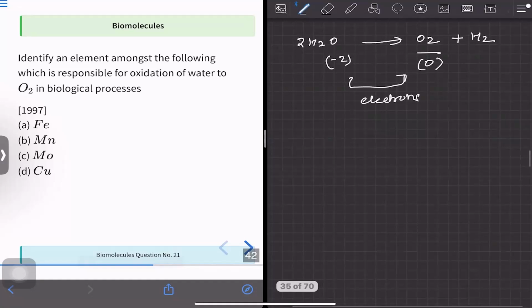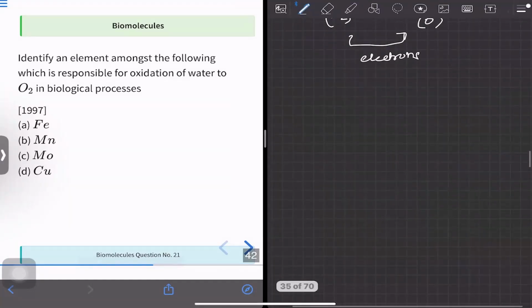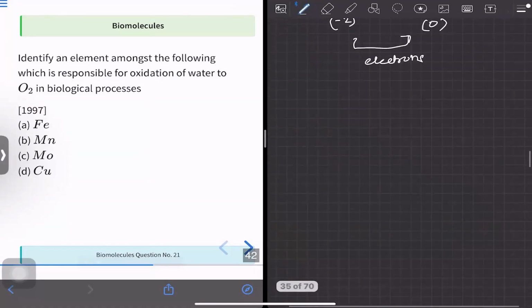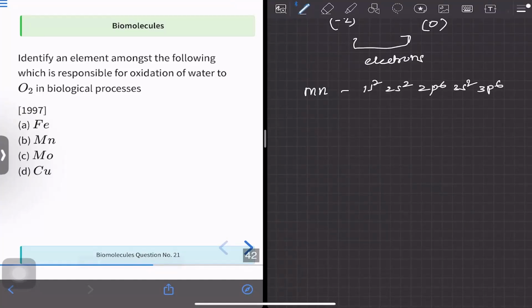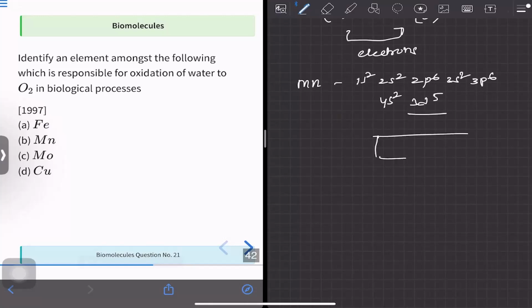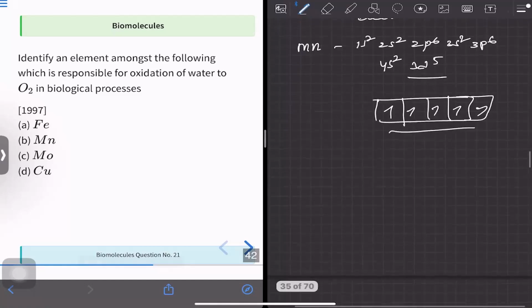When oxygen loses electrons to convert from water to oxygen. So they're asking which element has the capacity to oxidize oxygen. In the case of manganese, we all know the electronic configuration of manganese is 1s2, 2s2, 2p6, 3s2, 3p6, 4s2, 3d5. It has 5 unpaired electrons in d orbital. So it has more oxidizing power as compared to others.